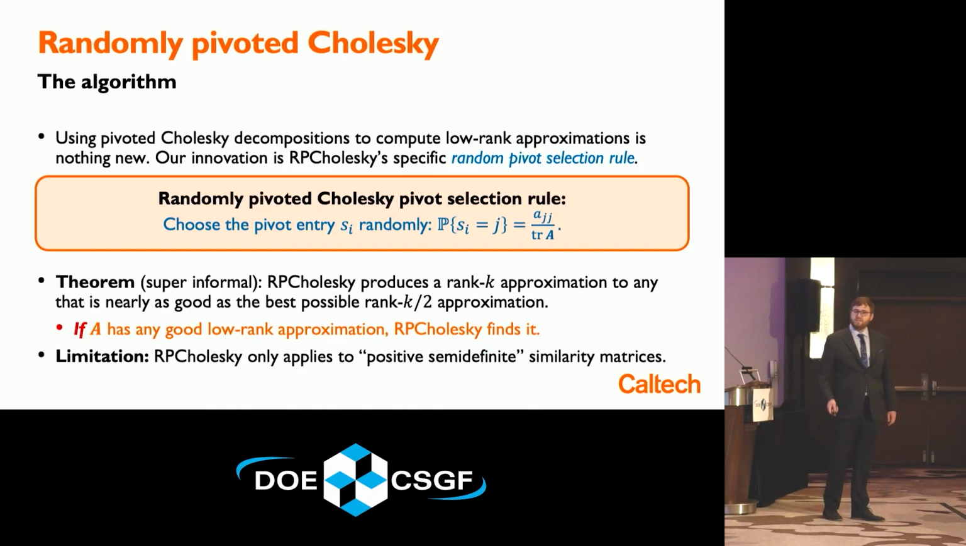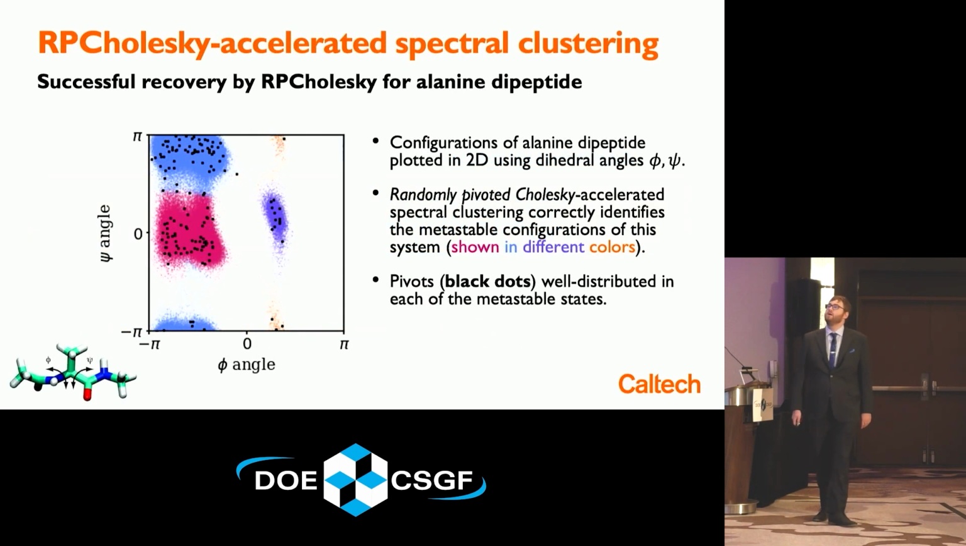I should stress that this algorithm is only applicable to so-called positive semi-definite similarity matrices, which is the case for our spectral clustering example, but might not be the case for whatever your data matrix looks like. All right, so let me show you how this algorithm works in practice. So we saw spectral clustering earlier in the talk. And when we apply randomly pivoted Cholesky to accelerate spectral clustering, we get something like this. So we correctly identify the 4 different metastable configurations of alanine dipeptide.